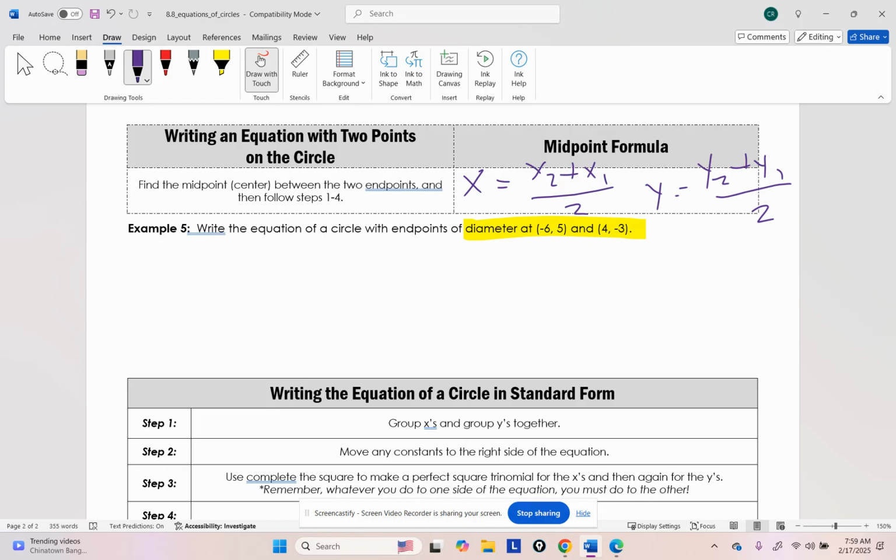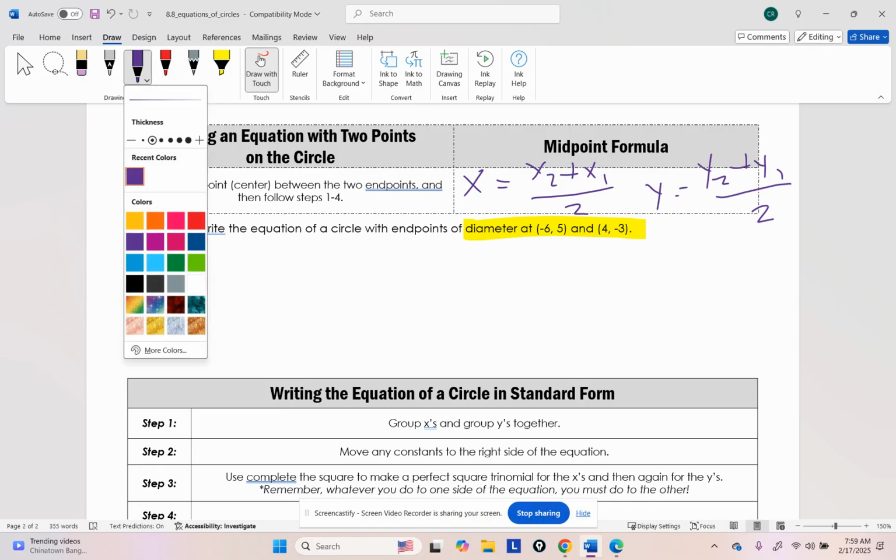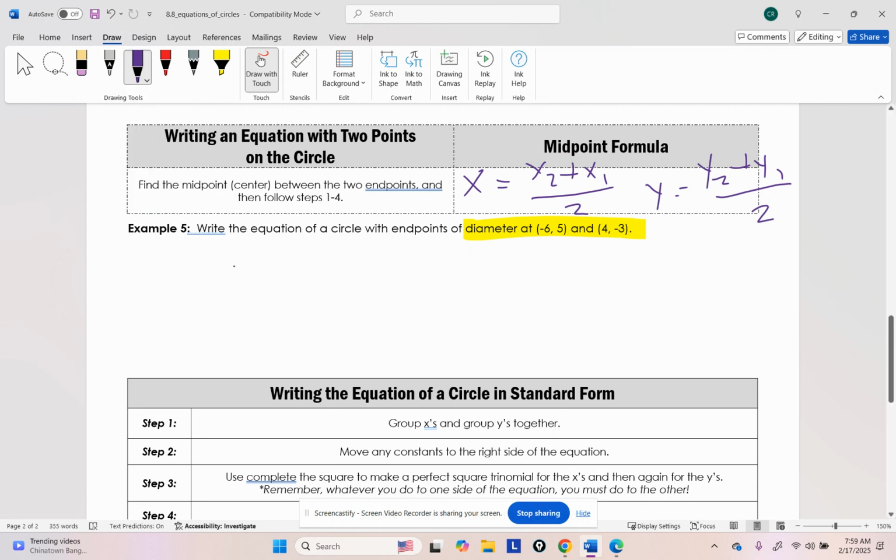center first, okay? So to find the center, the first thing we're going to do is add our x's. So we got -6 plus 4 over 2, and that equals -6 plus 4 is -2 over 2, which equals -1. Okay, so this is for our x.